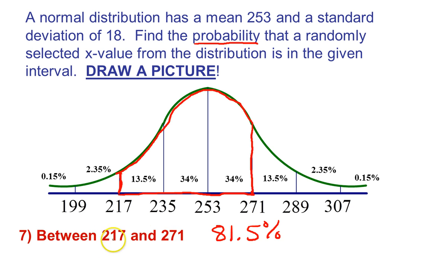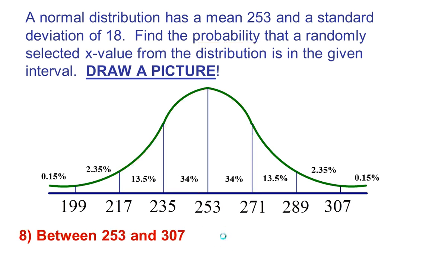Let me mention one more thing. The zone from 217 to 271, that can be written in interval notation this way. An interval is just a zone, for beginning and ending. So in this case, beginning with 217 and ending with 271. So instead of writing it this way, I could have written the problem this way, and it would mean the same thing. Okay, so that's number 7.